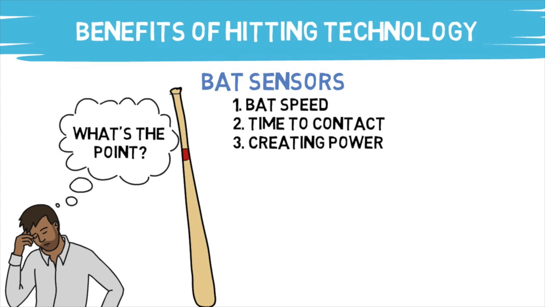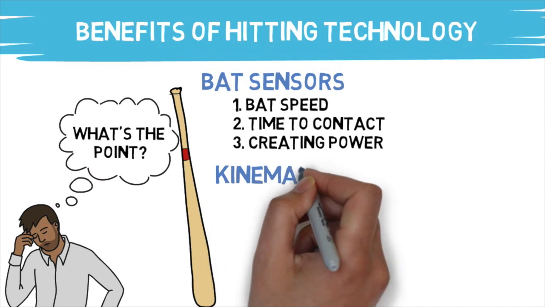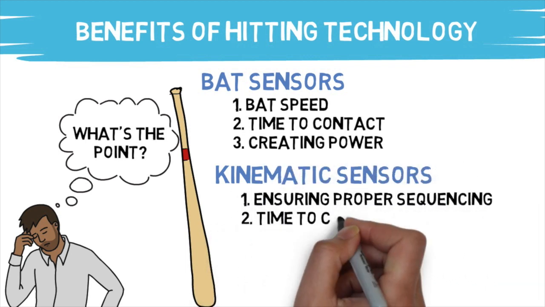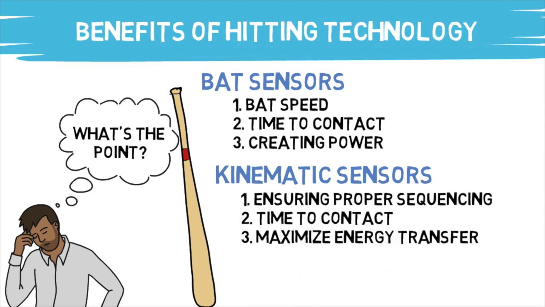We've talked about these types of sensors on the channel before, so you can check out a link for those down in the description. Then, there are kinematic sensors that are going to measure the way that the body is moving throughout the swing. The most important application of this is going to make sure that the body is firing in sequence in order to maximize the energy transfer up the kinetic chain, therefore decreasing time to contact.